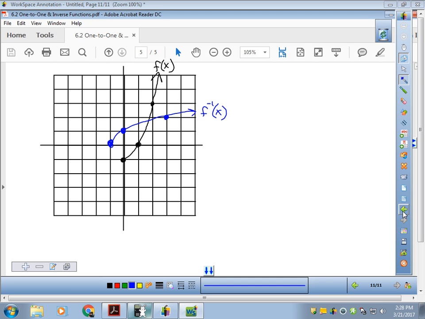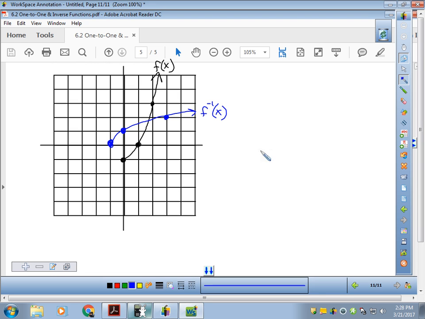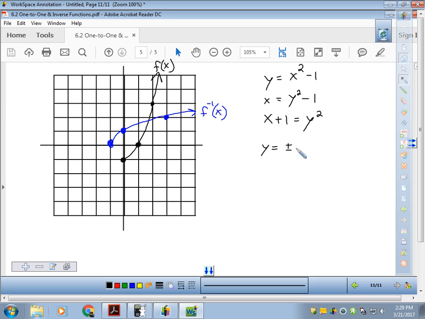Now, this problem didn't ask us to, well actually it did, never mind. It asked us to find the inverse, so we need to actually find the inverse equation. So I'm going to do that down here. So first thing we'll do is we'll replace f of x with y. So we have y equals x squared minus 1. Then we switch x and y, so we have x equals y squared minus 1. We add the 1 across, so we have x plus 1 equals y squared. Then we take the square root, so we get y equals plus or minus the square root of x plus 1.